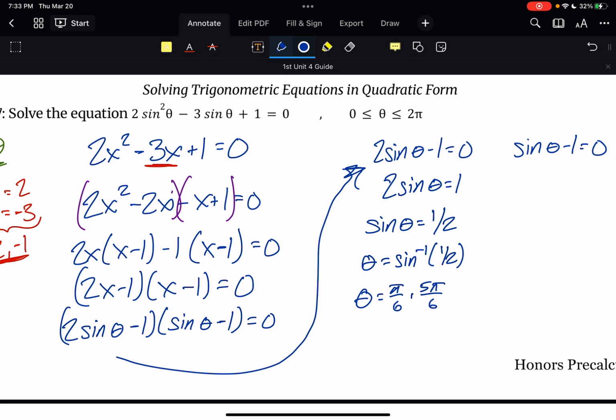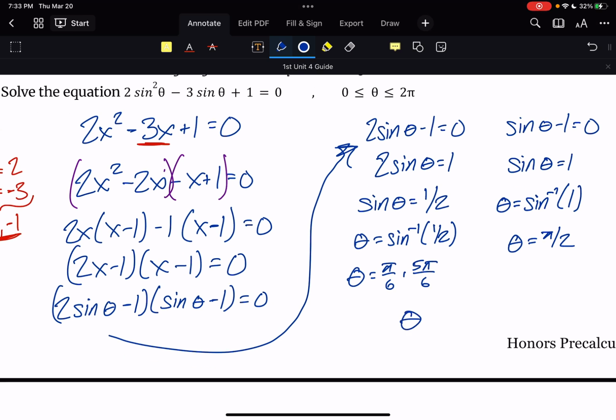And solving that second equation, I get sine of theta is equal to 1. And then we're going to inverse both sides. So I get theta is inverse sine of 1. Now I'm asking myself, where do I get a sine of 1? And this is at pi over 2. So this equation has 3 solutions at pi over 6, pi over 2, and at 5 pi over 6.